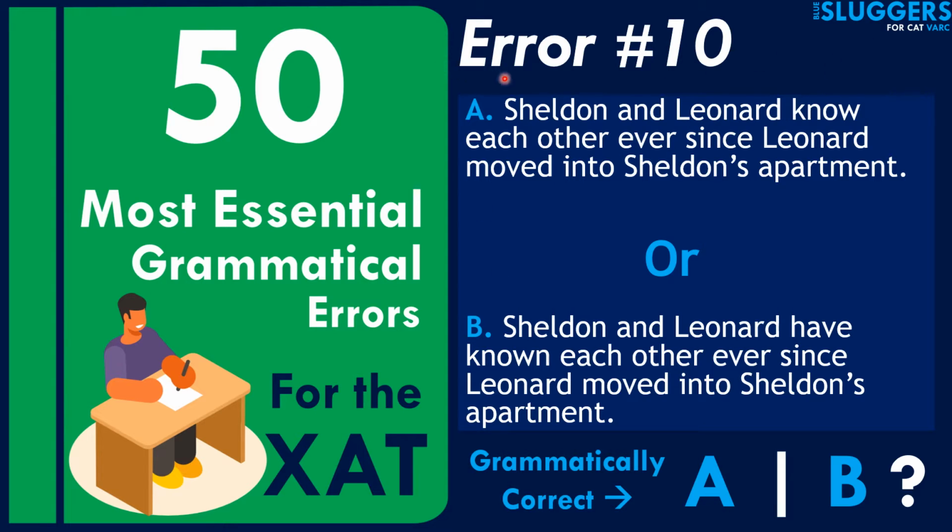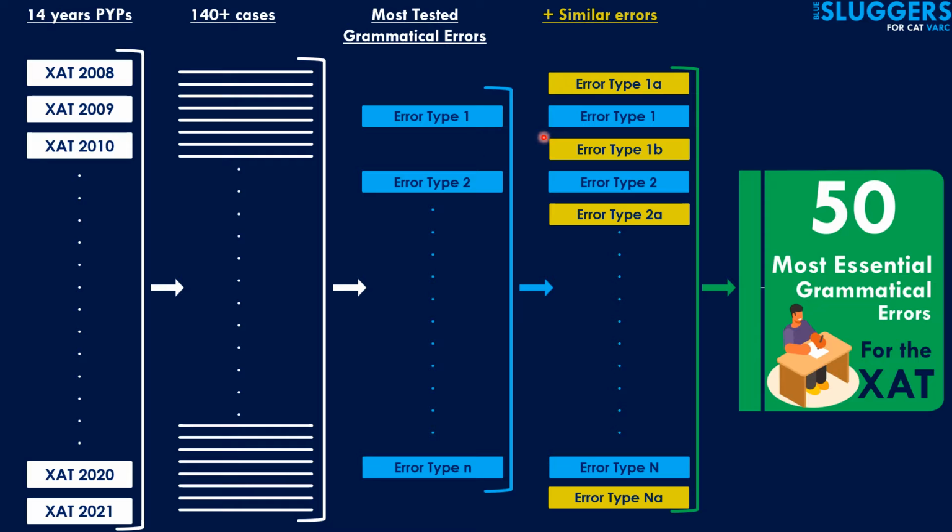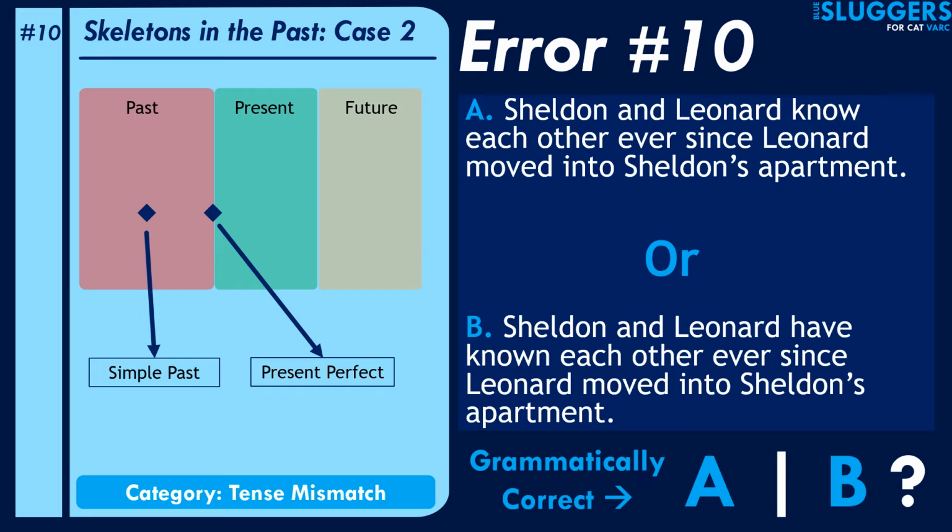Right now, let's get into error type 10 of the series 50 most essential grammatical errors for the XAT. See, guys, this is not a random list of 50 most essential grammatical errors that we have created. There's a certain process that went behind it, and for those of you who want to understand what the process was, I've created a different video where I explain that in detail, and you can check that video out by clicking on the cue card here on the top. Okay, all right. Let's start with the error.